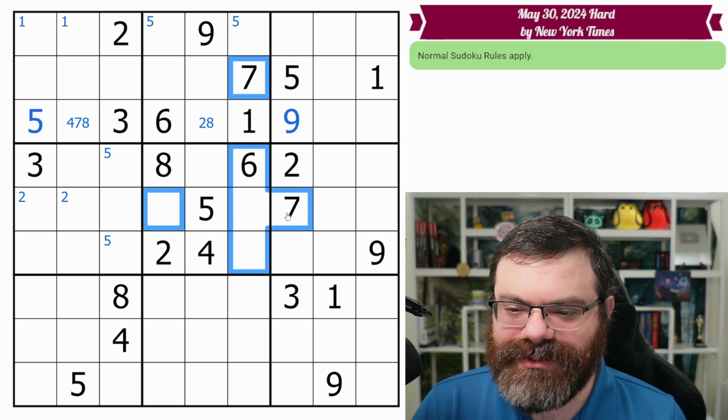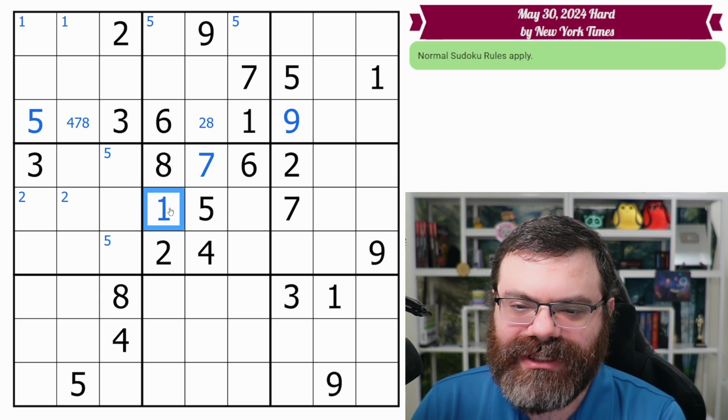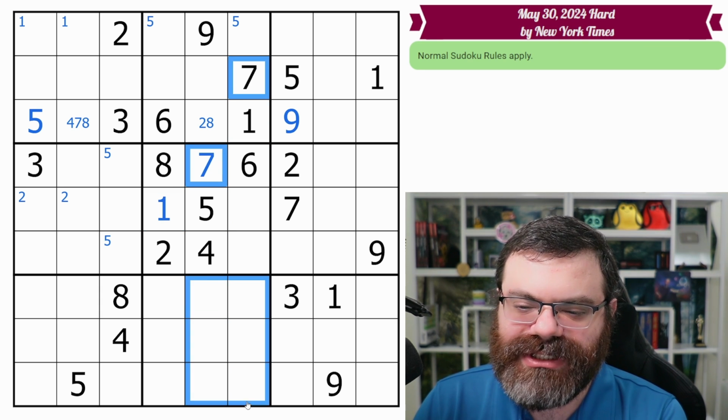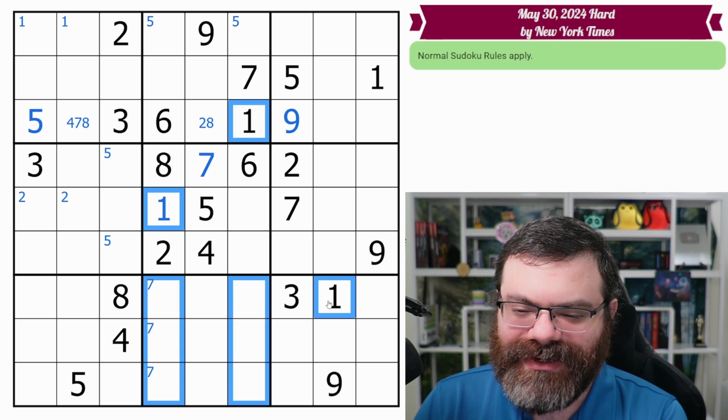Because we also have this helper 7 over here, placing the 7 in the box. And now the 1 looking down places the 1 in the box. These have buddies. Let's just immediately follow up on that. So we have the 7s. And then we also have this 1.